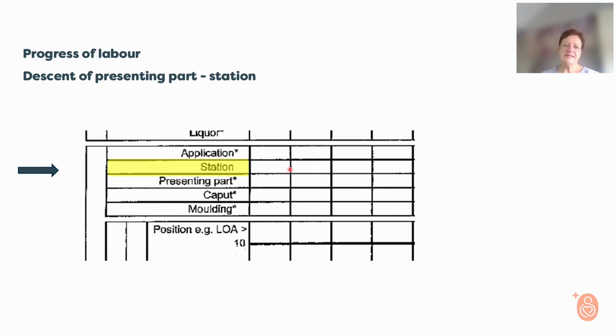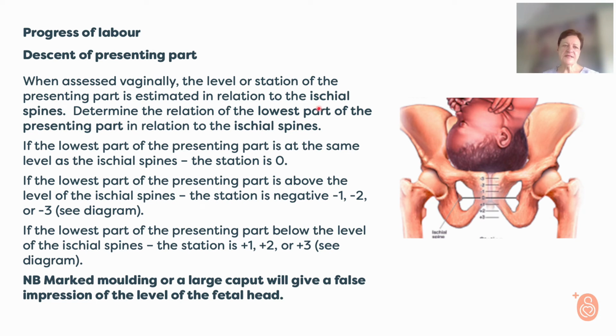Then when we look at the descent of the presenting part, the station of the presenting part, that we will record here on this partograph. The station or the descent of the presenting part literally means how far the fetal head or the presenting part of the fetus has descended into the pelvis. And we measure that according to the ischial spines that you can see here, that's on the pelvis, and one can, when you do a vaginal examination, normally easily feel these prominent spines.